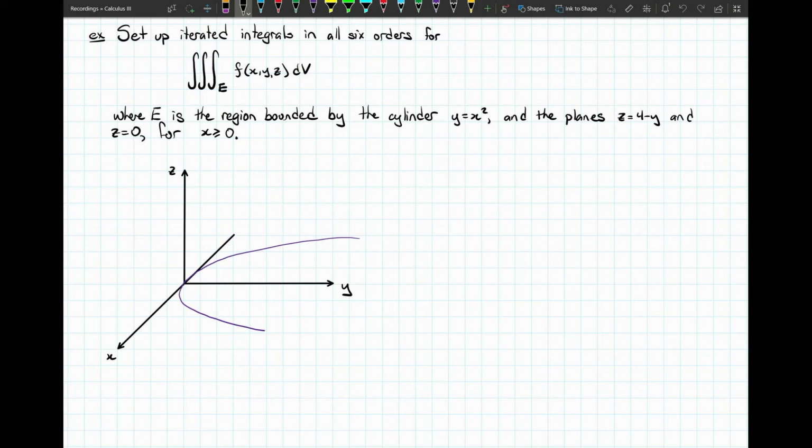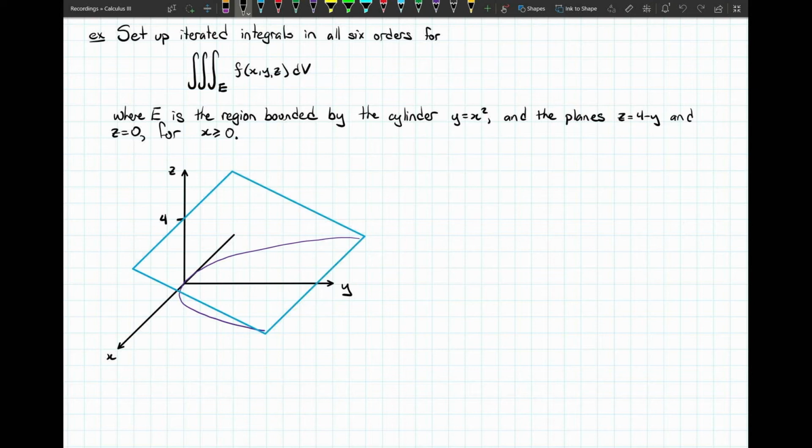surfaces intersect. Now, z equals 4 minus y is nothing more than just a line on the yz plane. That's pretty easy to graph from this particular sketch. That would just be intersecting the z-axis at 4 and sloping downward in the positive y direction with a slope of minus 1.